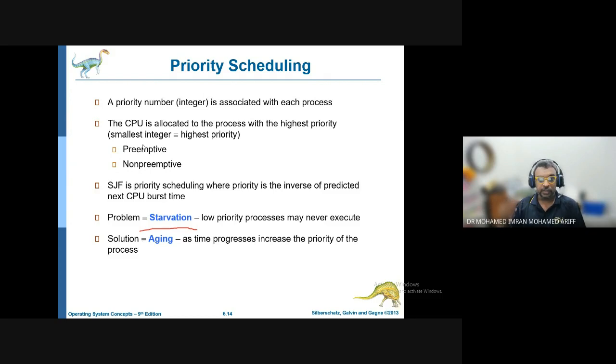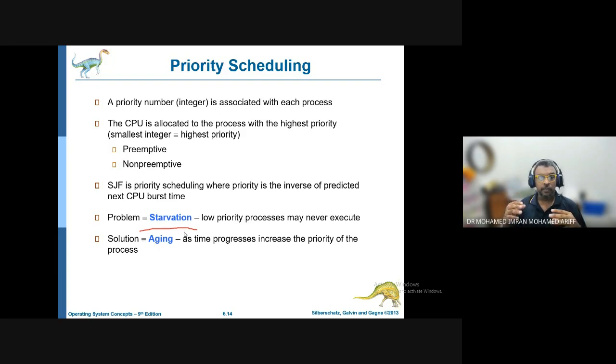Each process that comes in has its own priority. Why? Because of the problem of starvation. Starvation means if a process has lower priority, it might never be processed. For example, let's say there are 5 processes and process number 3 has the lowest priority. When processes 6, 7, 8 come in with higher priority, process 3 will never be processed because its priority is very, very low.